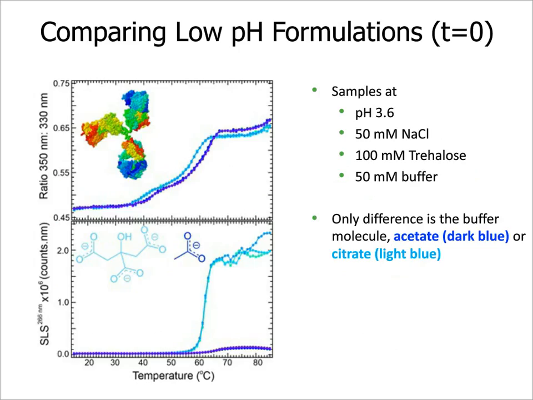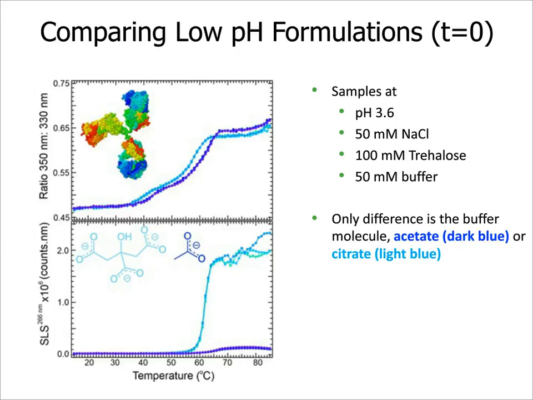And the experiment design we had was a similar data set to our previous case study. It was the same monoclonal antibody. We had our samples at pH 3.6 in the presence of a little bit of salt and trehalose and 50 millimolar of buffer. The only thing we changed here was the buffer species. So we used both acetate, which is represented by the dark blue traces on the graphs in the figures, and we used citrate, which is represented by the light blue traces. The only difference between these two molecules is that acetate is monovalent, whereas citrate is trivalent.